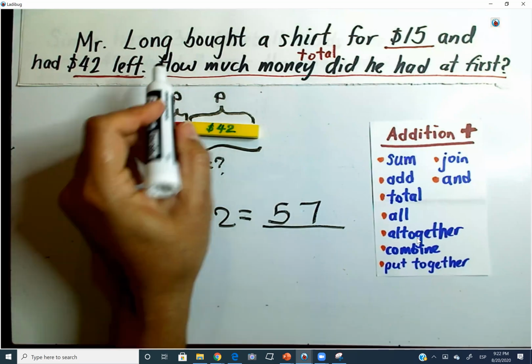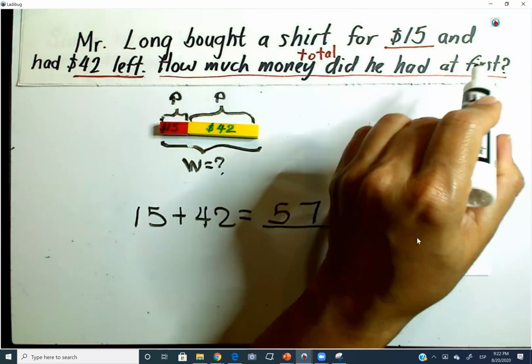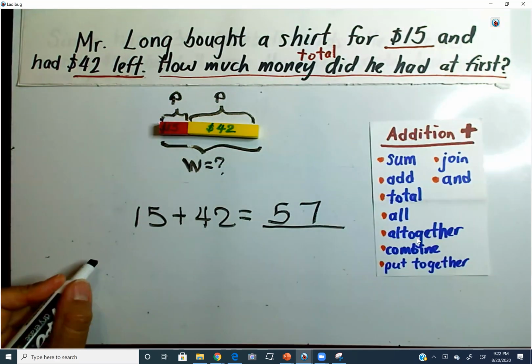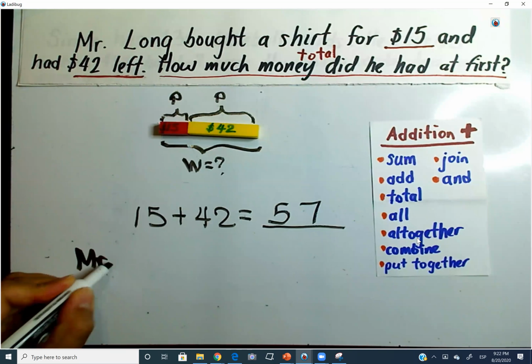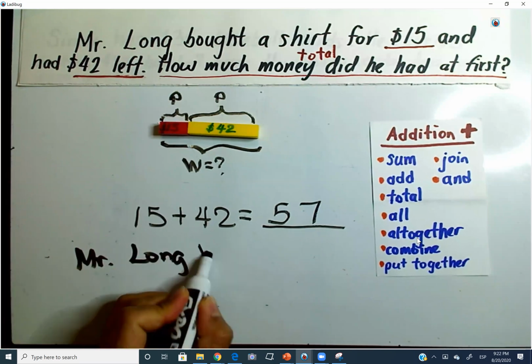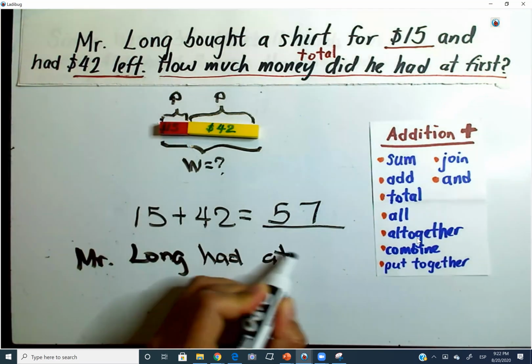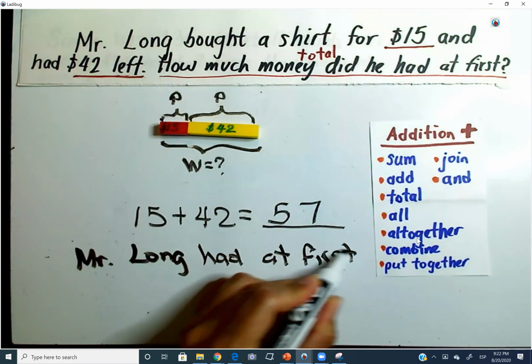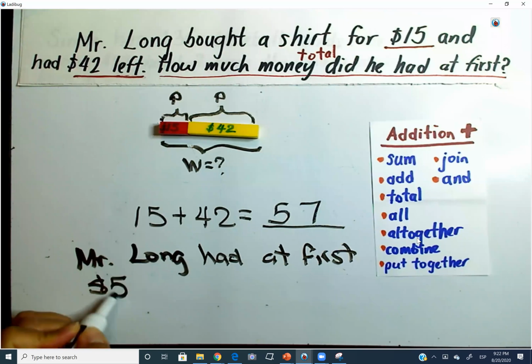The problem says, how much money total did he have at first? Then we write the answer statement. Mr. Long had at first $57. And that's going to be the answer to our problem.